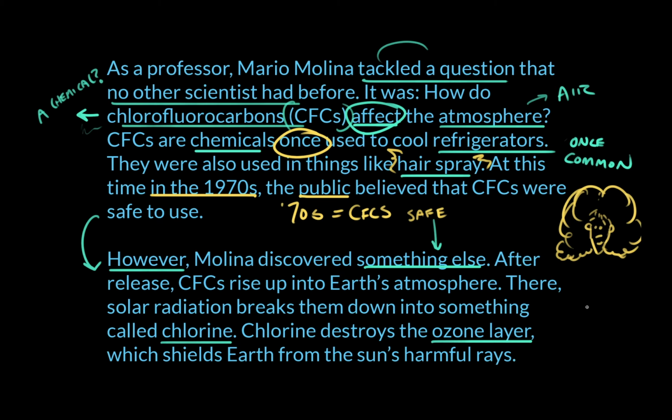All right, so that's a lot of information all at once, and that's a lot of relationships of information all at once. So we've got our little can of hairspray. There it goes. And after it's used, it rises up into the atmosphere where rays from the sun hit it, and that breaks it down into chlorine. And chlorine destroys the ozone layer, which protects us from the harmful rays of the sun.